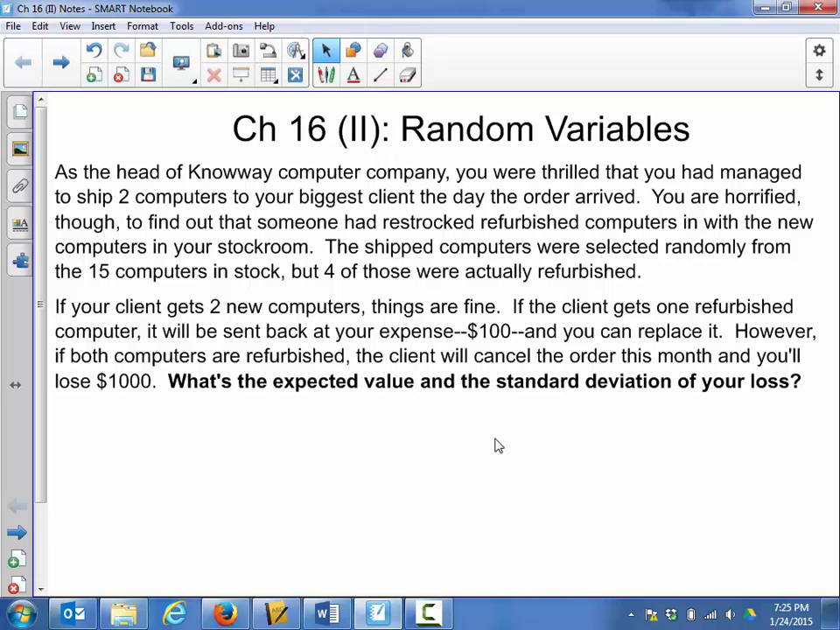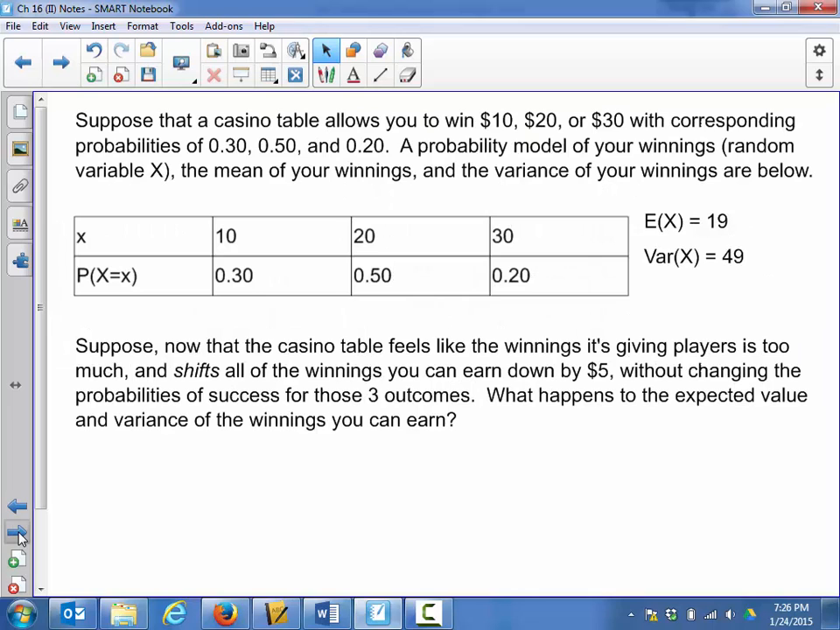I want to say one thing here real quick. This first problem is actually just a recap of the Chapter 16 Part 1 notes, so why don't we save this problem for in class? If you would like to talk more about random variables, we can use this as a reference point. So I'd like to jump to the second slide here.